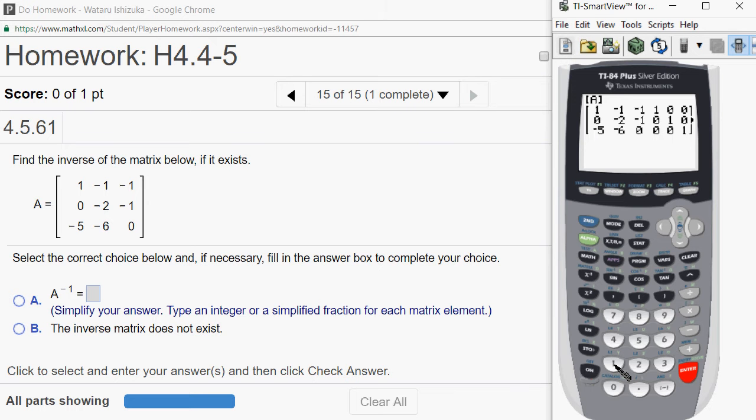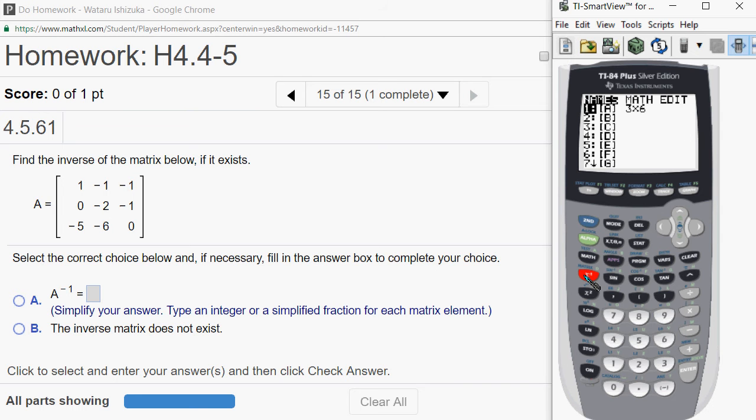Alright, so let's apply row operations. So what we need to do is, here we already have 1, so we got lucky, and also we got 0 here, we got lucky. So we have to turn -5 into 0. So what we can do is multiply row 1 by 5, add it to row 3. So let's do that.